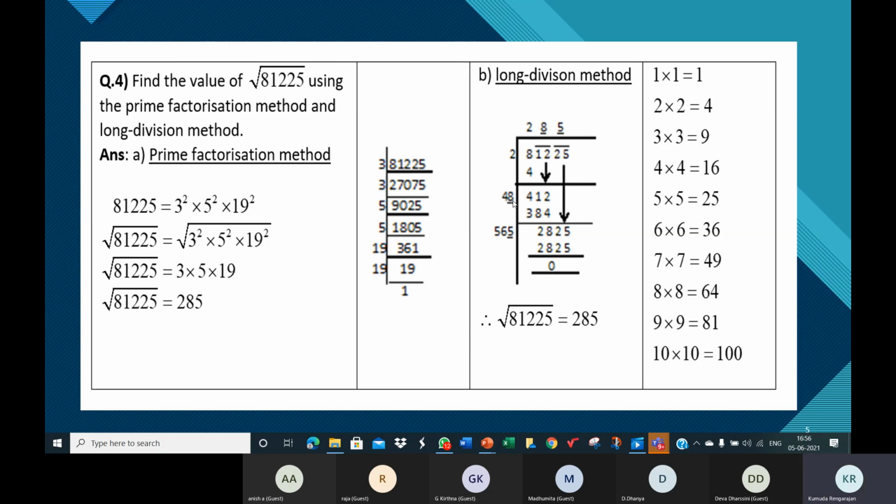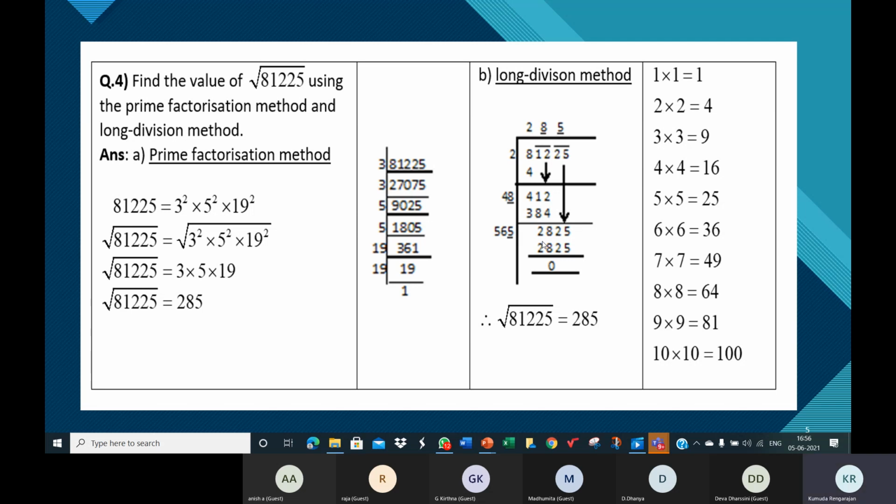We'll have to place the digit 8 here beside 4 and place the same digit here. But when you multiply it is 48 into 8, not into 28. 48 into 8, which is 384. So to be sure, you should find 49 into 9, which is 441, which is beyond 412. So you're sure that 48 into 8 is the correct number. So write the product 384 and subtract as usual.